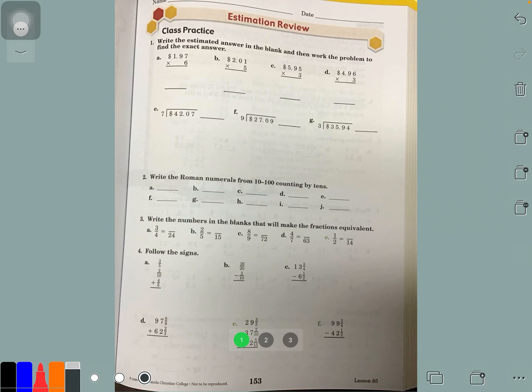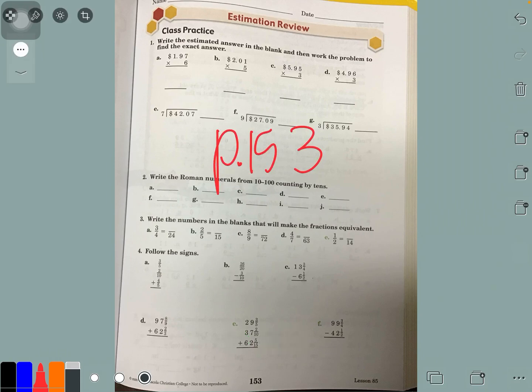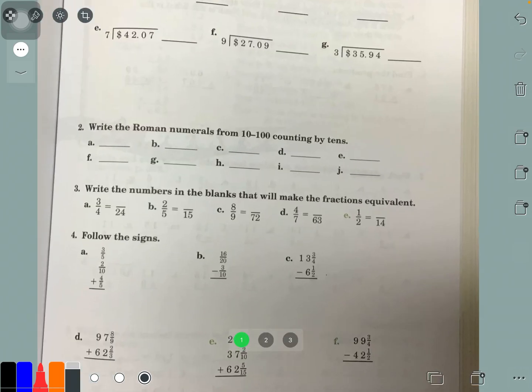Please be sure that your books are open to page 153. I know that yesterday we skipped the first problem on page 151, but that's okay. I'm going to do the same thing on page 153. We're going to skip number 1 and we're going to do number 3 and parts of number 4 on page 153. Alrighty, so let's take a look at number 3.